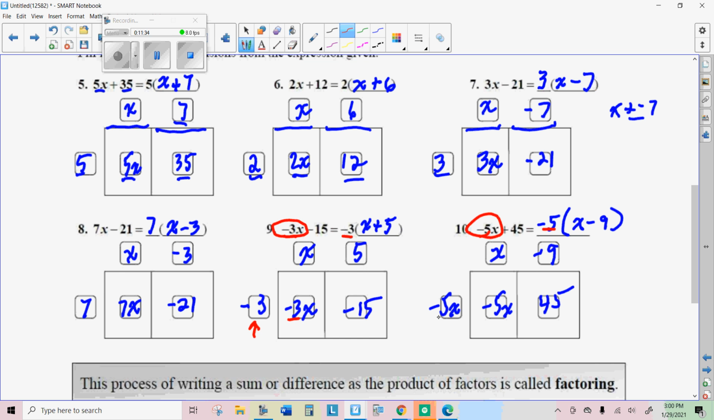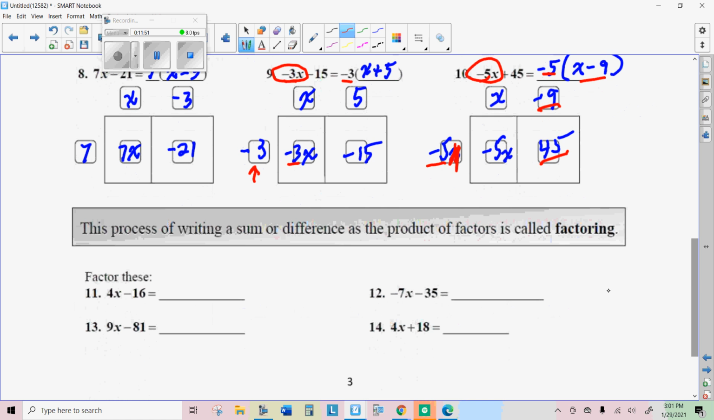Okay. Also notice here I have a negative. This should just be negative 5, not negative 5x. But I have negative 5 times negative 9 because this is a positive 45. So in this expression, I have a minus 9 for that. All right. So you can go ahead and try and factor these.